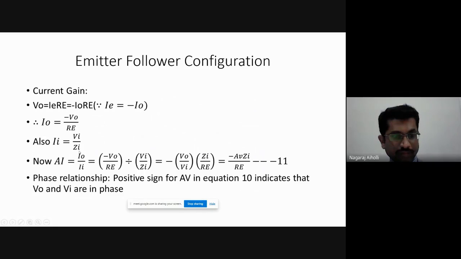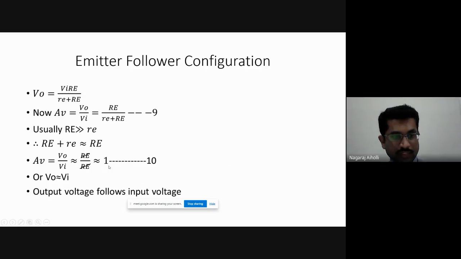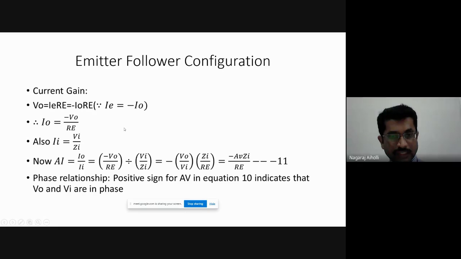II is Vi by Zi. We know this. Now substitute these two in the current gain equation. I0 by II will be minus V0 by RE divided by Vi by Zi. That will be minus V0 by Vi into Zi by RE. That is, V0 by Vi is the AV gain equation. It is minus AV into Zi divided by RE. Now the gain equation is 1. It is plus 1. Or it is plus capital RE divided by small re plus capital RE. It is positive. It indicates that the output and input are in phase with each other.